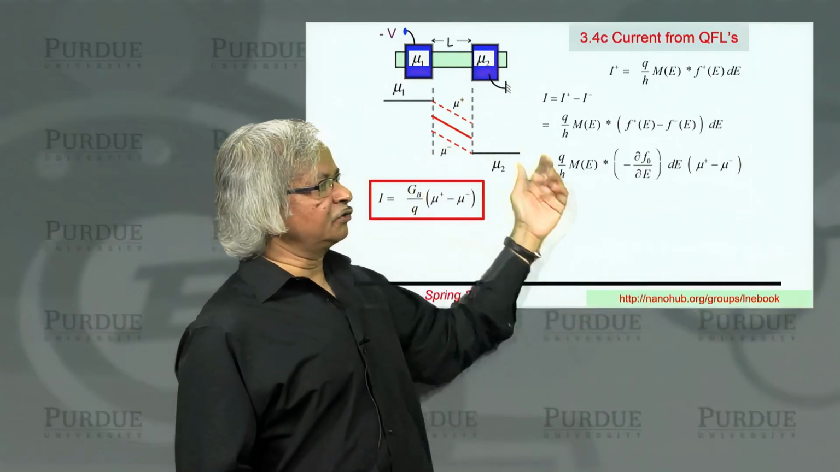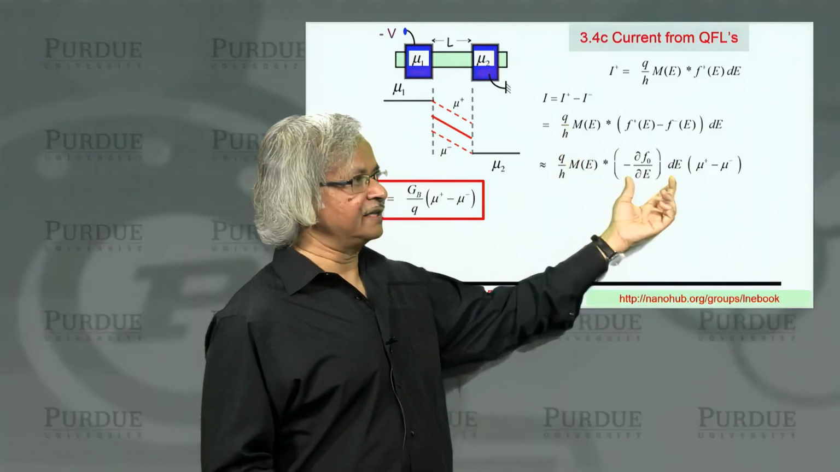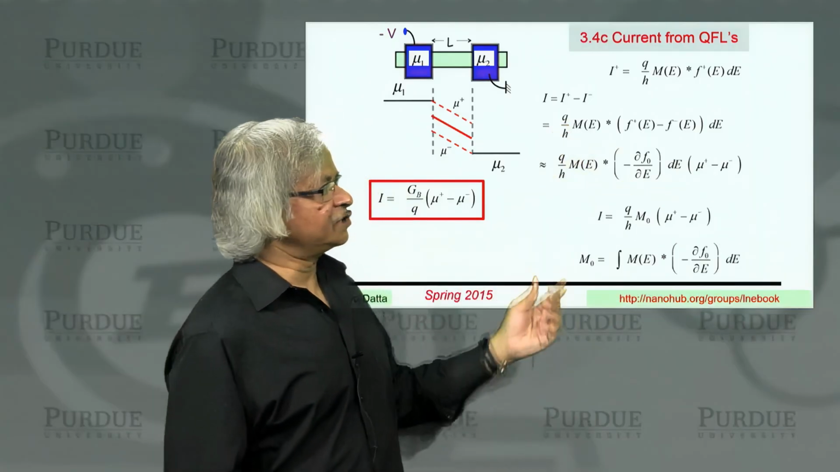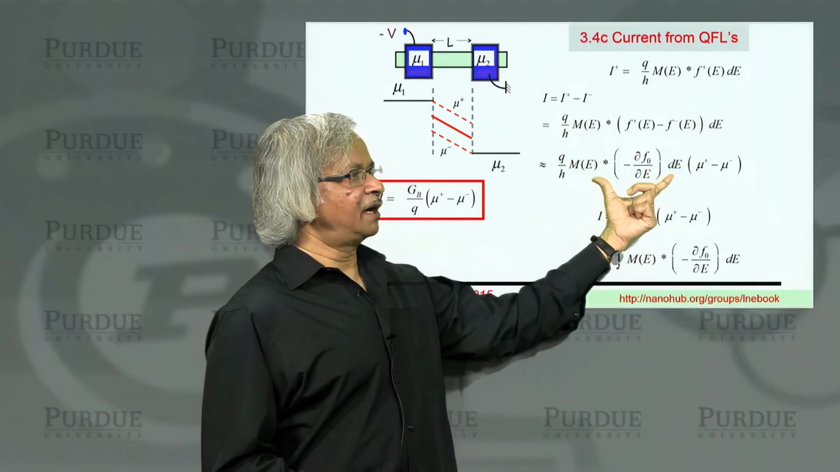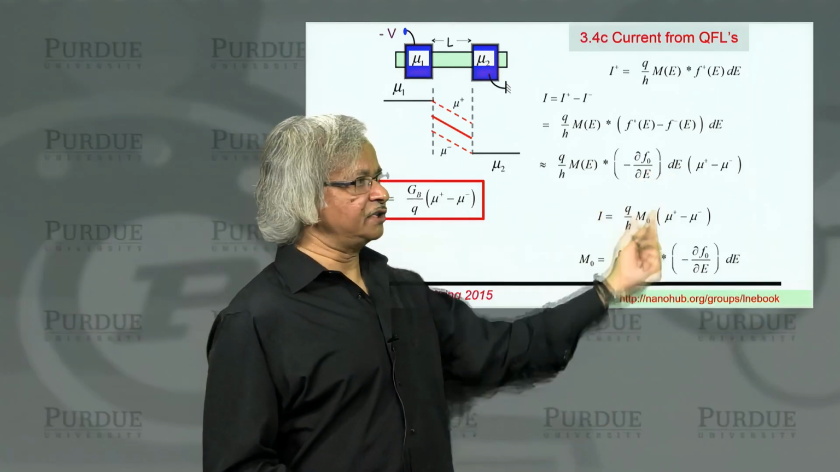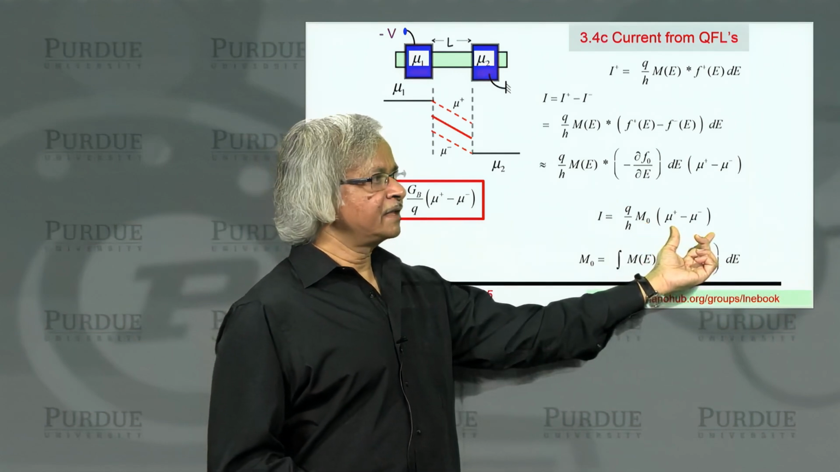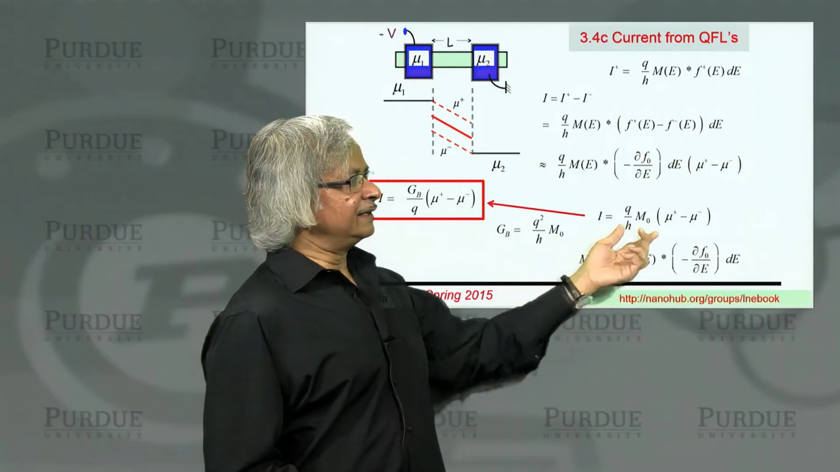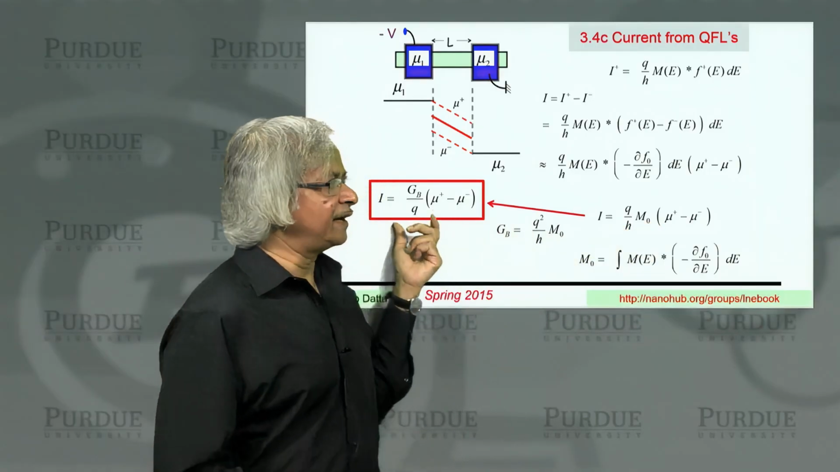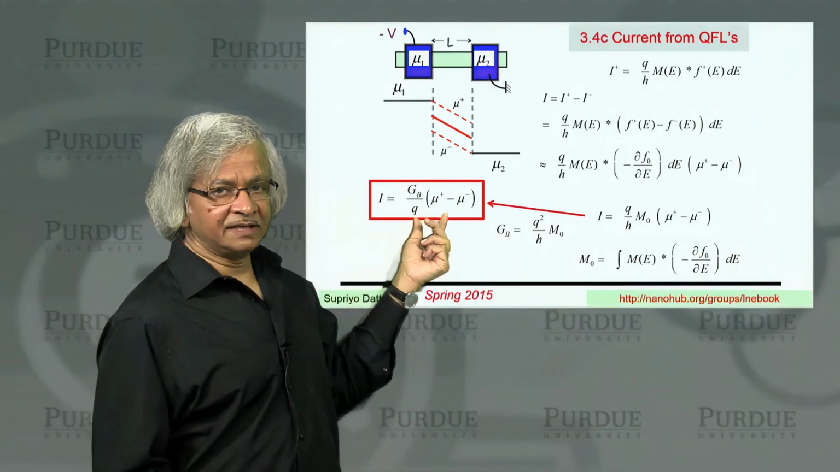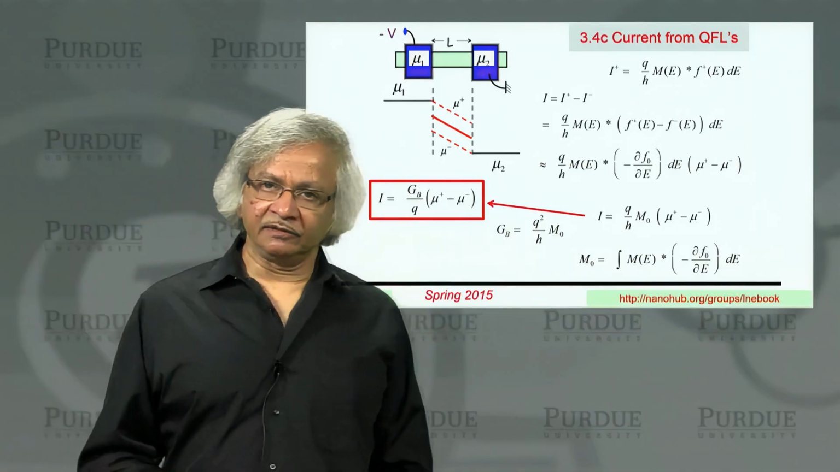And if this is the current over an energy dE, and if you want the total current, you have to integrate this over energy. And that then gives you, this current is Q over H times this part integrated over energy, that's what you call M0, times mu plus minus mu minus. And the point I want to make is that this again is the ballistic conductance basically. And so you then have that the net current is the ballistic conductance times this separation of quasi-Fermi levels.